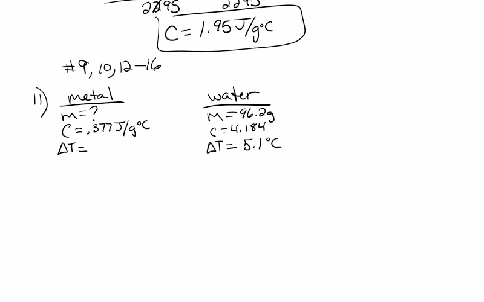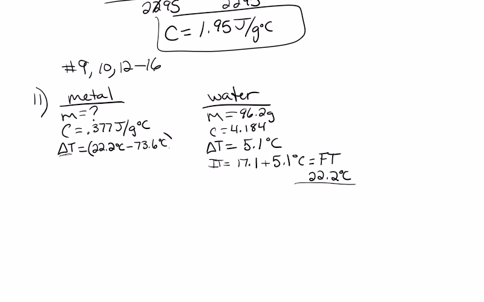And so understanding that our initial temperature of the water was 17.1, and it rose by 5.1. We have to add that together to get our final temperature. And so our final temperature is actually 22.2 degrees Celsius. That's important because we need it for over here at our temperature change. And so again, we're going to use that as our final temperature for our metal as well. And we're going to subtract our initial temperature, our 73.6 degrees Celsius.